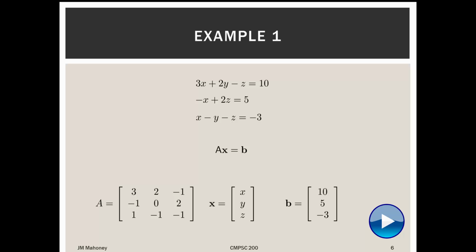So we see that the first equation at the top, I have 3, 2, -1 as the first row of A. So then in B, I have 10. For the second equation, which is the second row of A, that means that the second row of B has to be the constant 5. And then the third row of A corresponding to the third equation, that means that I put a -3 in for B. Now I can use this information, especially A and B, to solve for that unknown vector x, which contains the variables x, y, and z.